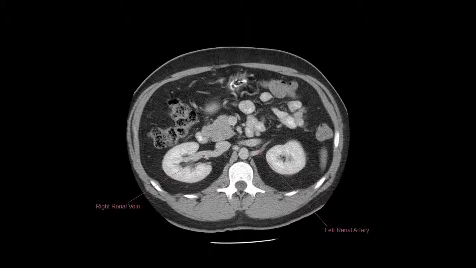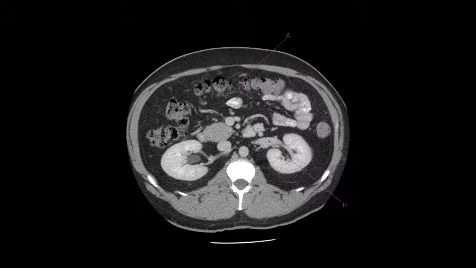All right, structures here. So you got the right renal vein and left renal artery. Why is one vein and one's artery? Well, if you look at the right renal vein structure, that's connecting up to the inferior vena cava. You've got a vessel on the left side, but where's it connecting to? Not the IVC. It's connecting up to the aorta. It's an artery. So that's your left renal artery.